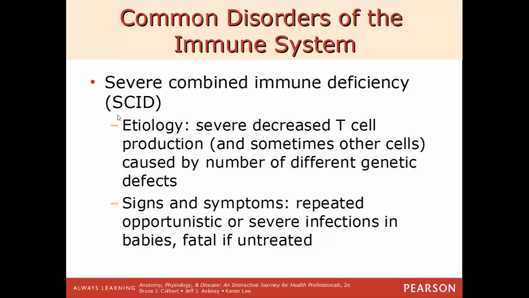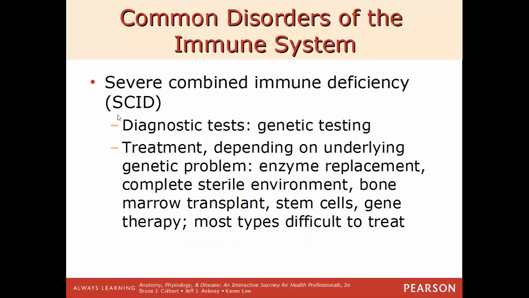SCID, severe combined immune deficiency. Etiology: caused by a severe decreased T cell production, and sometimes other cells, caused by a number of genetic defects. Signs and symptoms: repeated opportunistic or severe infections in babies, and this can be fatal if left untreated. Diagnostic tests: genetic tests are the best way to identify this. The treatment, depending on the underlying genetic problem, could be anything from enzyme replacements to a complete sterile environment for the person, bone marrow transplants, stem cells, gene therapy, and most types of this condition are very difficult to treat.